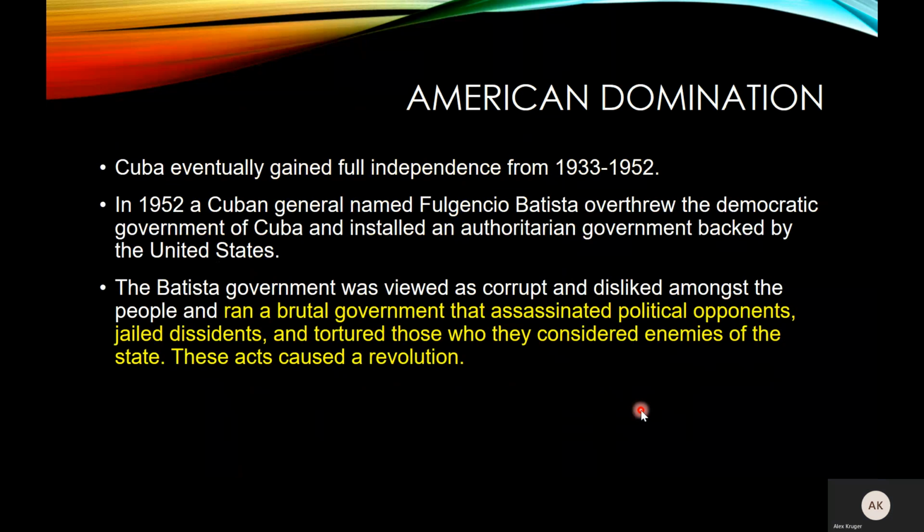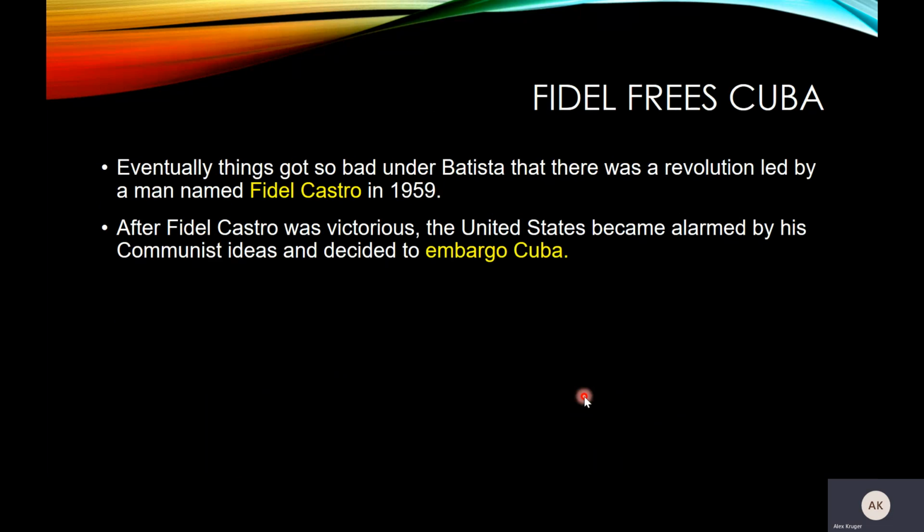But Batista ran a brutal government that assassinated political opponents, jailed dissidents, which are people who protest and go to the streets, and tortured those who they considered enemies of the state. They would torture people who they thought were revolutionaries. And all that kind of stuff actually caused a revolution because people won't take that kind of punishment for so long. So eventually things got so bad under Batista that there was a revolution led by a man named Fidel Castro in 1959.